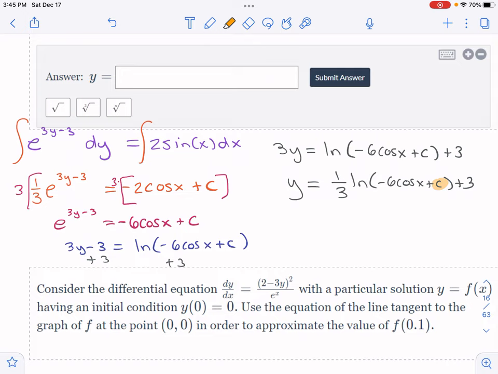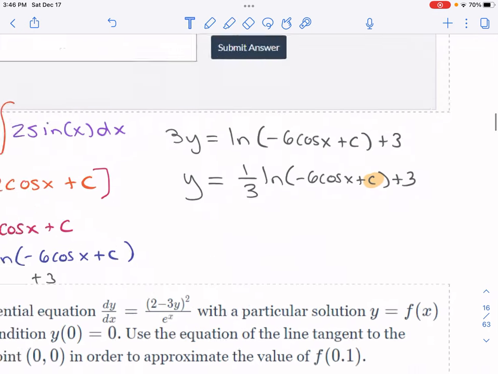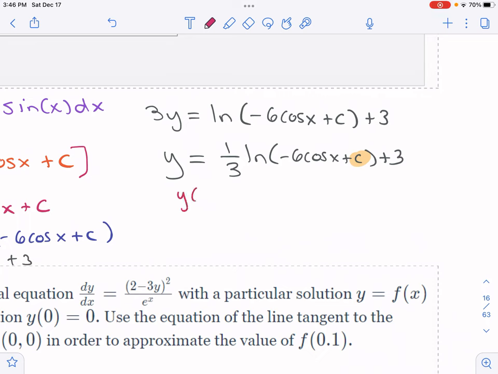This is when we can plug in our initial condition. In the last example I did it early, now I'm doing it later. It doesn't really matter when you do it. Okay, so y of pi equals 1. So we use that fact. Y of pi equals 1 implies that when I plug in pi for x, I get out 1 for y. So that tells me 1 is equal to 1/3 natural log of negative 6 cosine of pi plus c, plus 3.